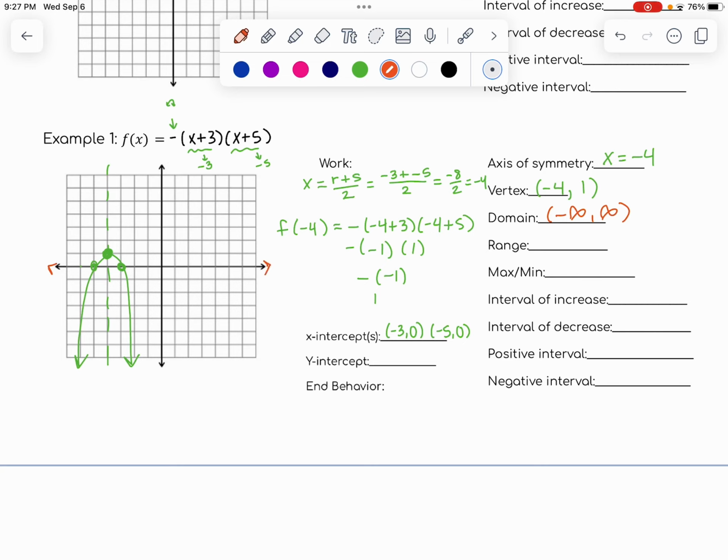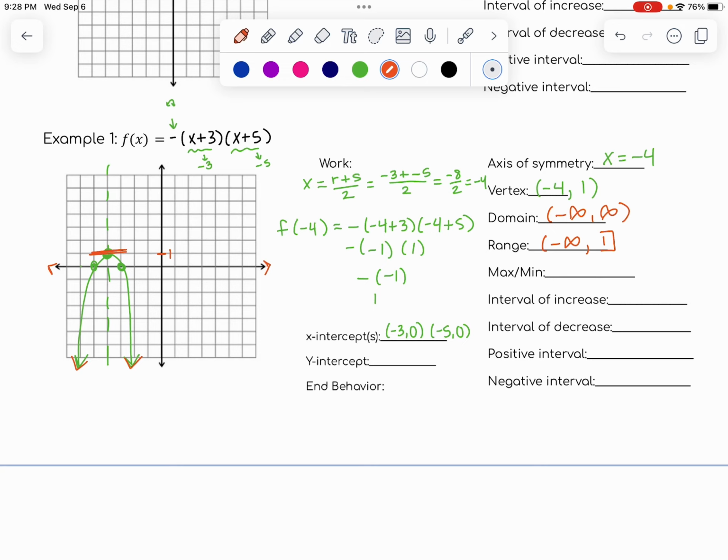Now for range, range is the y value, so we look low to high. Does this graph go down forever? Yes, it does. So the range starts at negative infinity. But does it go up forever? No, it stops right here, right at the vertex. The value of the vertex is a positive 1 on the y-axis. So the highest value that our range reaches, because it's y values, is 1. And we write that with a bracket because 1 is a point on the graph.